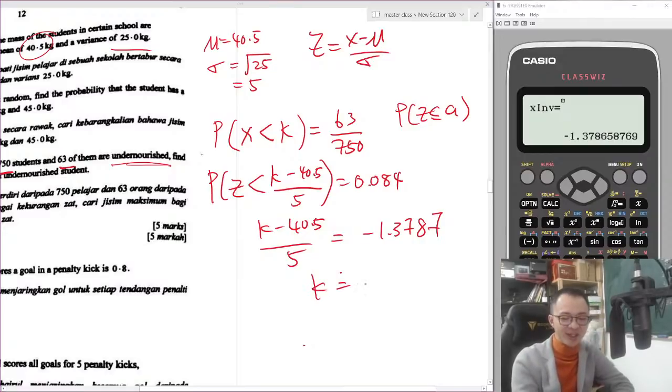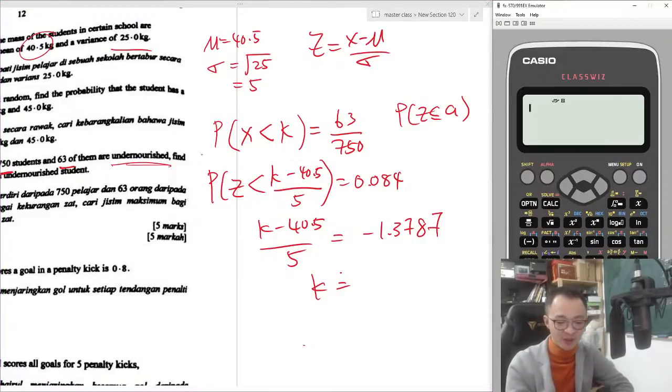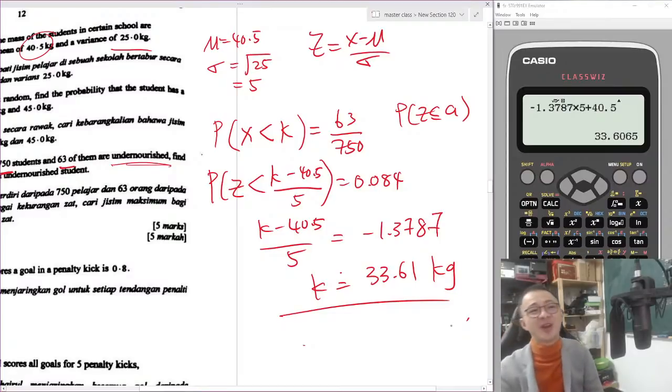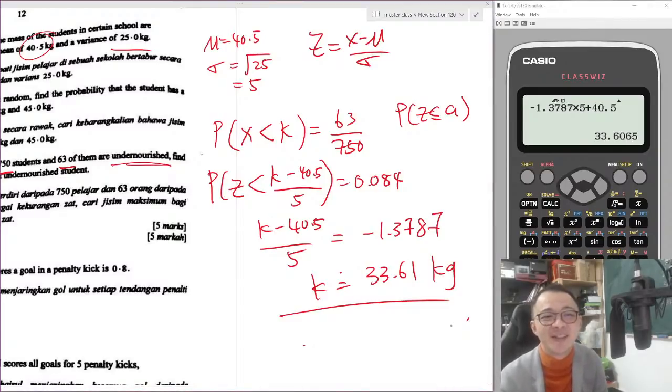By solving this one, I can get the K value straight away. So negative 1.3787 multiply 5 plus 40.5. Okay, so my K is 33.61 kg. So whenever you have a student who has a mass less than 33.61, he is considered undernourished. Okay, you get the idea?